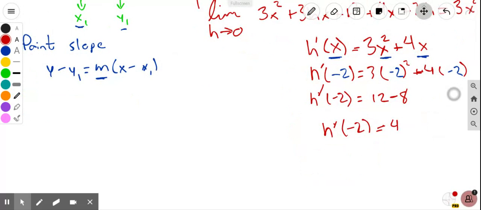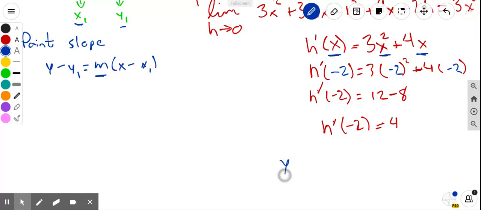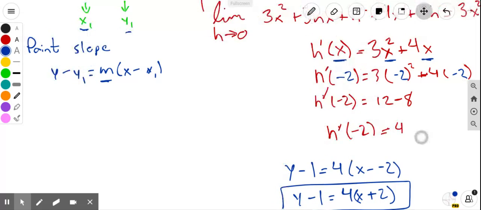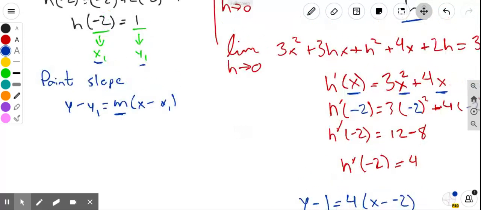the equation for the tangent line should be y minus, what was it, 1 is equal to 4 times x minus negative 2, aka y minus 1 is equal to 4 times (x plus 2). So that's your tangent line equation for that point. The purpose of showing you the alternative form of the limit is, one, the algebra might be a little neater, but it comes at a cost.